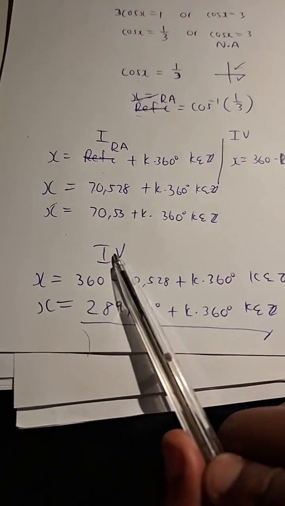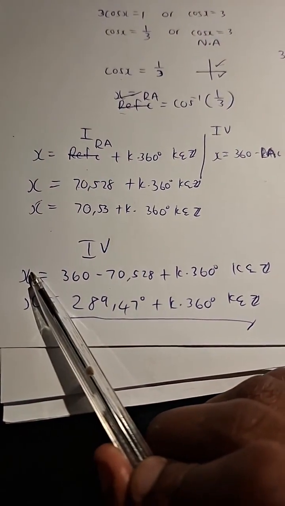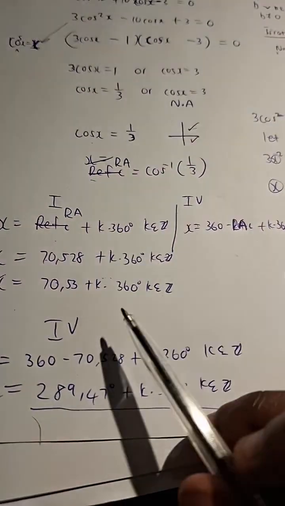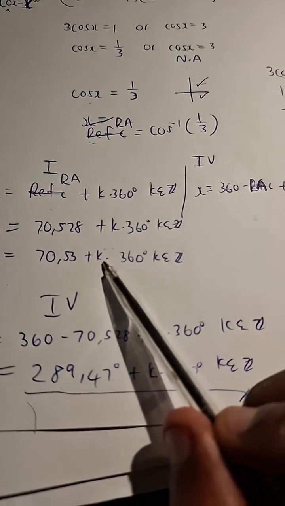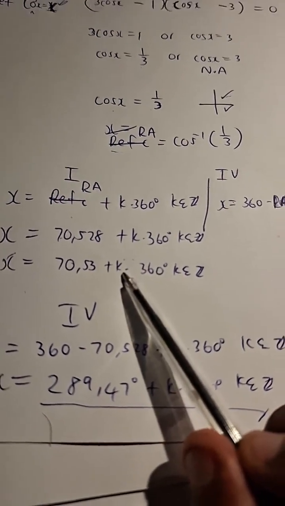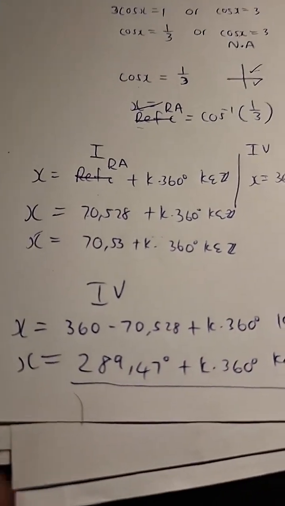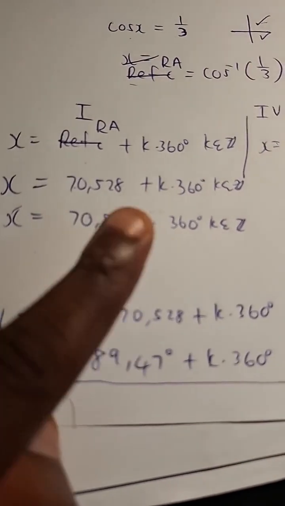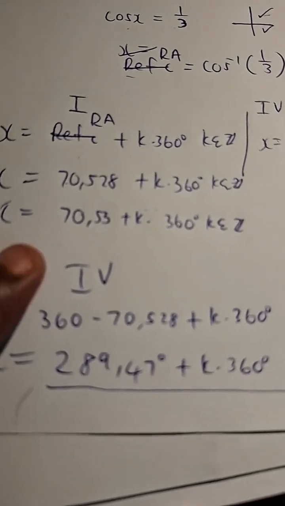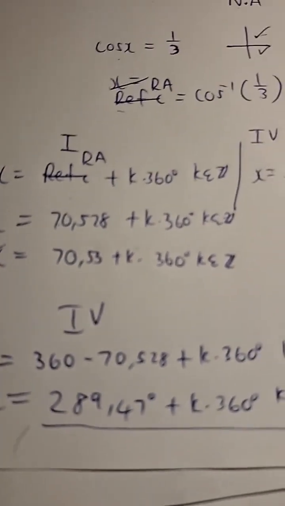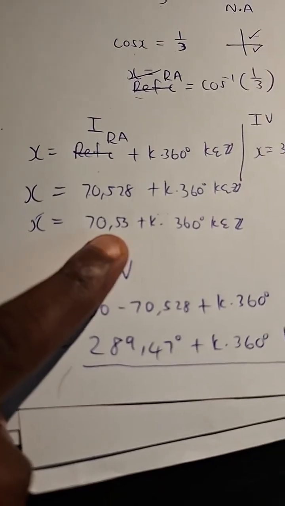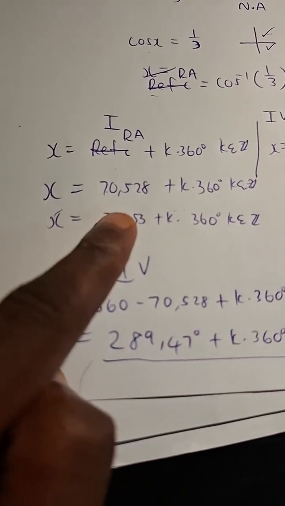Okay. Then fourth quadrant. What's k? K is an integer. K is any integer value. So in other words, you could substitute 1 here. Remember, integers are positive and negative whole numbers. Like 0 is an integer. So if you substitute 0, for instance, 0 times 360, that means one of your x values that is a specific solution for this equation is actually 70,53 degrees. If you substitute 0, you get 70,53 degrees.